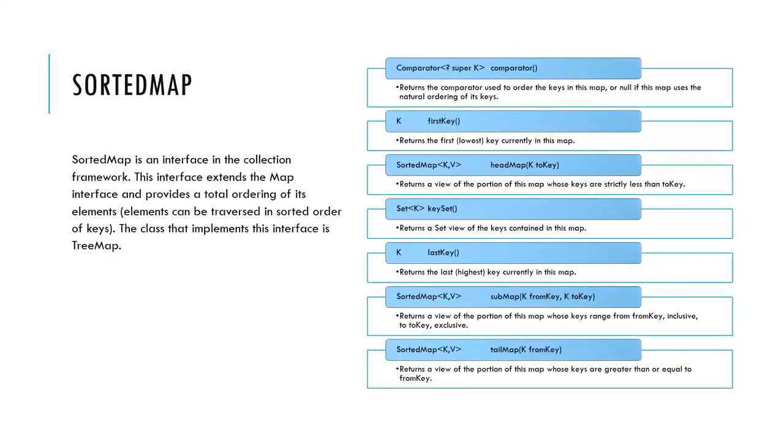Also, map has the sorted map interface. Sorted map interface is the child interface of the map. It provides us some methods like here in this case. So comparator, first key, head map, key set, last key, and sub map, tail map. First key and last key will return the first and last keys.